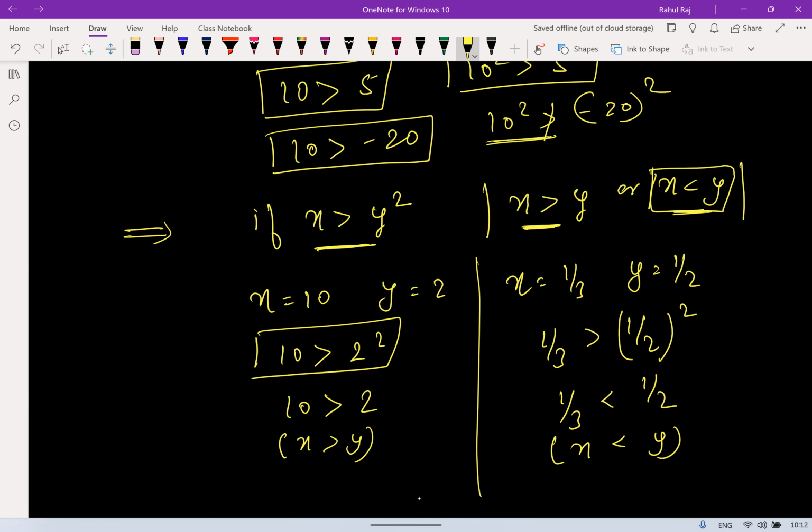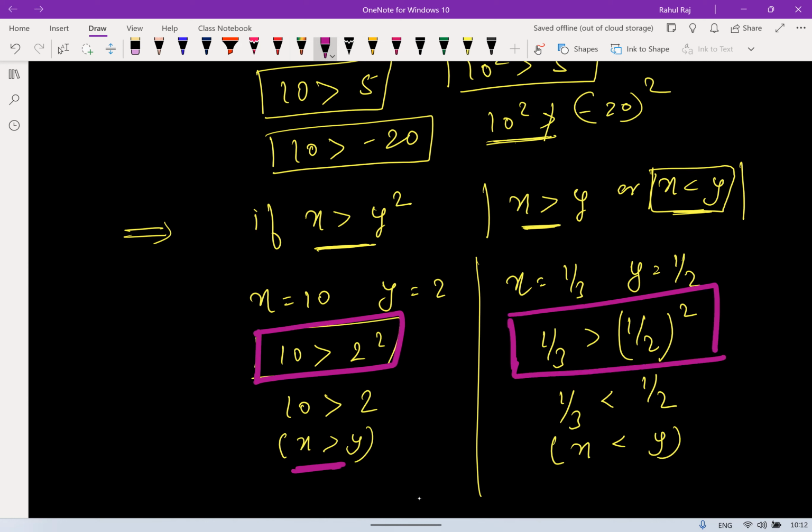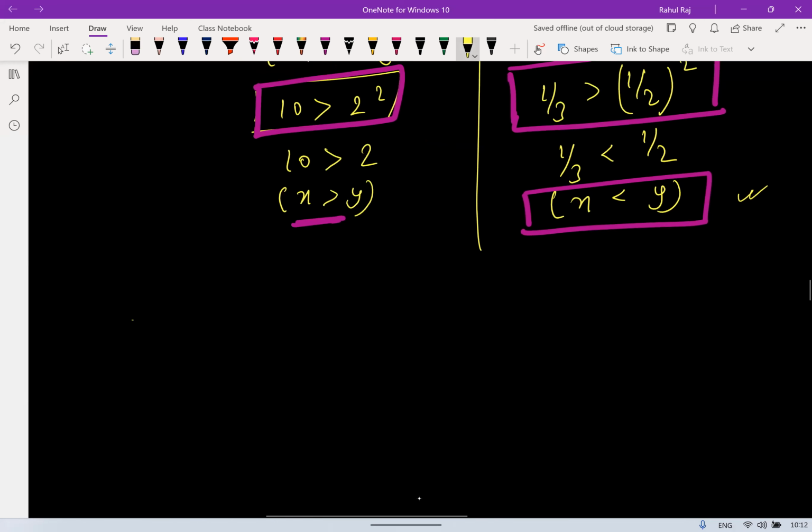So in this case, what we saw is that x is greater than y square as well, and x is greater than y. Here also, x is greater than y square. Check. I told you it was between 0 and 1. If you remember that, you will never get confused. You just get into the numbers, you will never be confused. Now, third case, Alexa.